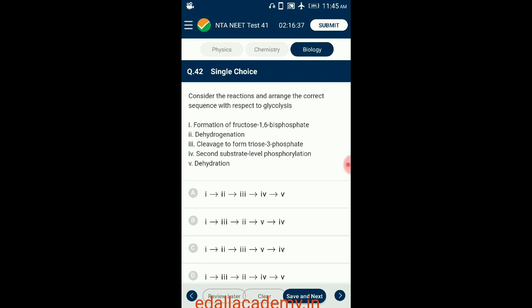Stage 2 is cleavage of fructose 1,6 bisphosphate into 2 three carbon fragments. These resulting 3 carbon units are readily interconvertible. In stage 3, ATP is harvested when the 3 carbon fragments are oxidized to pyruvate. So the correct sequence is option B. The reactions arranged in the correct sequence are: the first reaction is statement 1, the second reaction statement 3, third reaction statement 2, fourth reaction statement 5, fifth reaction statement 4. So the correct option is B.